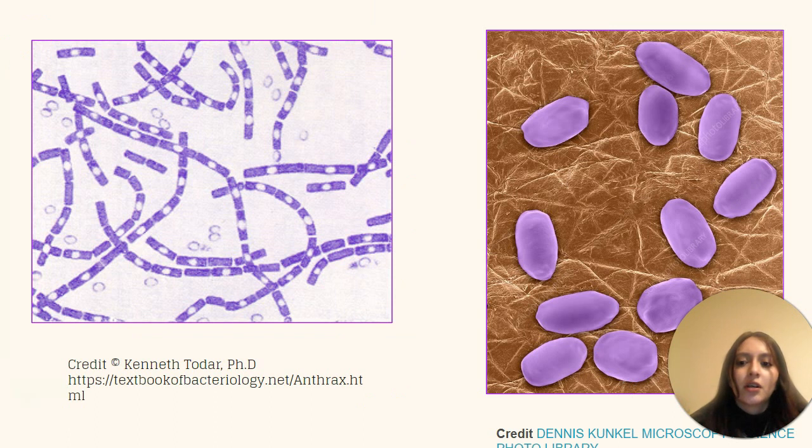This is just a picture of two pictures of Bacillus anthracis. The one on the left is Bacillus anthracis, and this white thing in the center, those are endospores, and the reason why they're white is because they're highly resistant to staining, and they are also highly refractile to light. And this is a scanning electron microscope image of the spores of Bacillus anthracis.